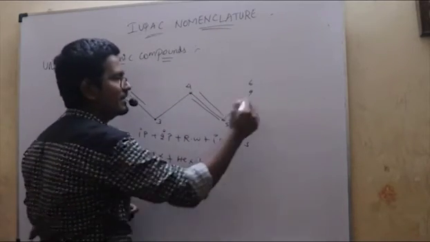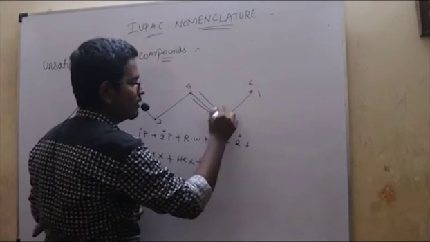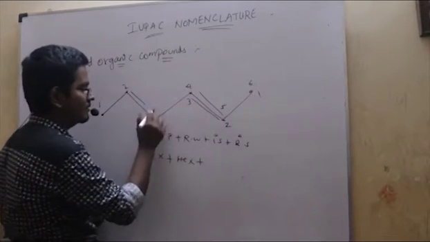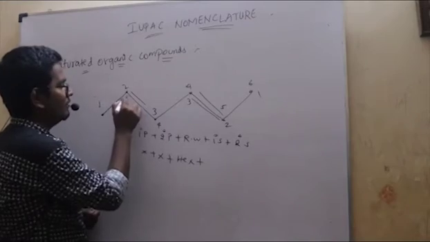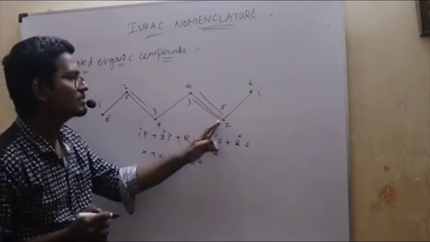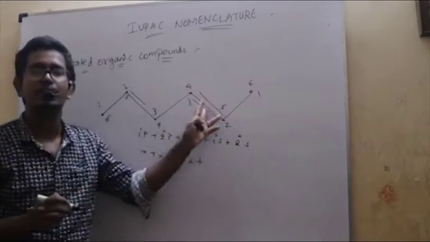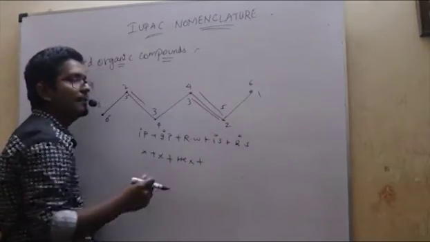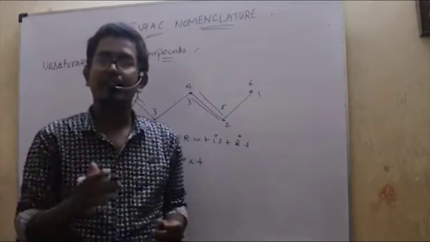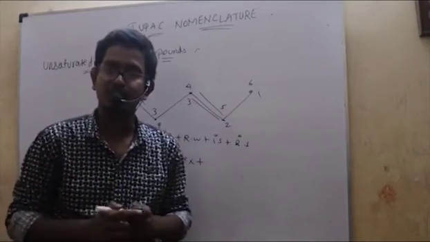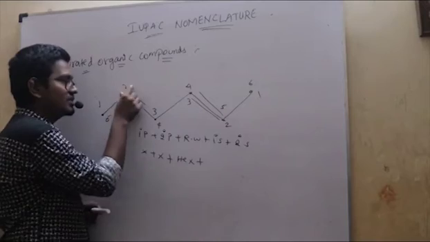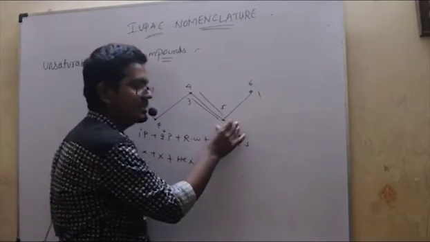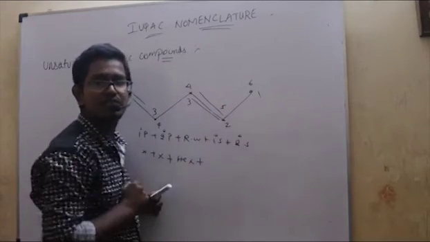If I am giving the numbering the other way, 1, 2, 3, 4, 5, 6, you can see here too at the second position I am getting the triple bond. So whenever I am giving the numbering from this side or this side, I am getting one of the double bond or triple bond at the same position. Here too I am getting the double bond at the second position, and here too I am getting the triple bond at the same position.